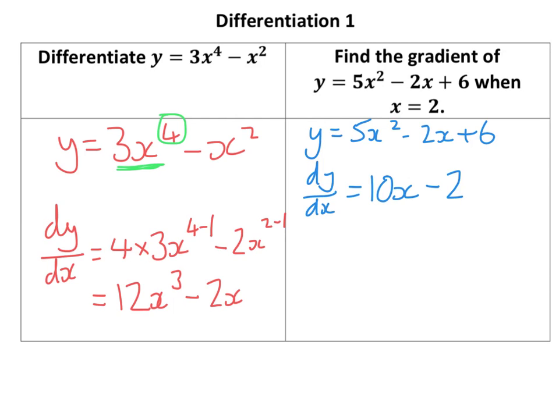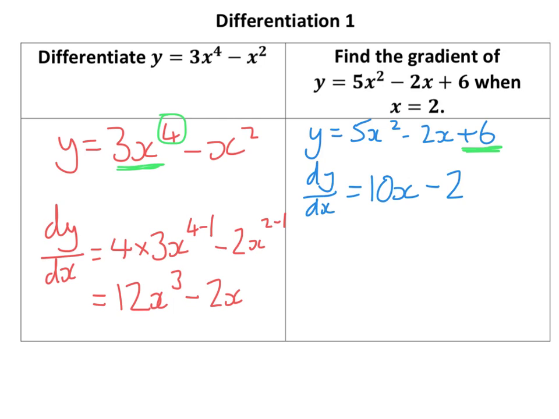And then because this here is a constant, it's the y-intercept, whatever you want to think of it, it has no effect on the gradient at all. So when you differentiate, whole numbers just disappear, as it were. It's because they have no effect on the gradient. They just move the curve or line or whatever it is up and down. No effect on the gradient whatsoever.